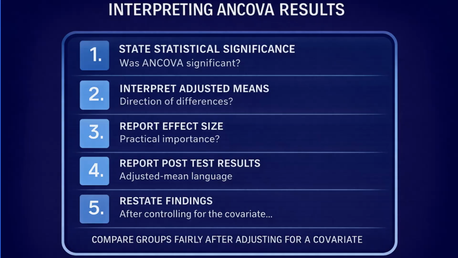Interpreting ANCOVA results should follow a clear sequence. First, state whether the ANCOVA was statistically significant, and explain what that means in plain language. Second, interpret adjusted means, identifying the direction of differences. Third, report and interpret effect size to describe practical importance, not just statistical significance. Fourth, report post-test results if applicable, using adjusted mean language. Finally, return to the research question and restate the finding using the phrase "after controlling for the covariate."